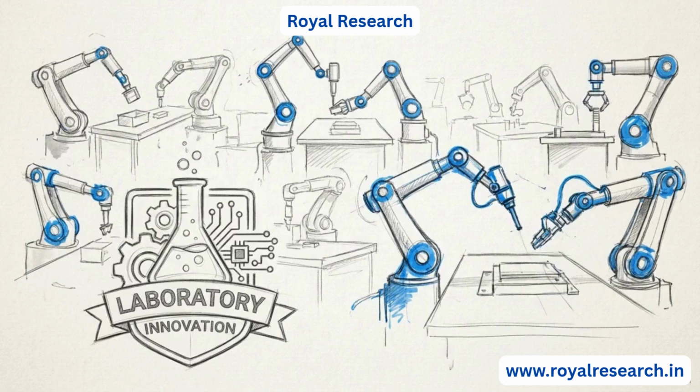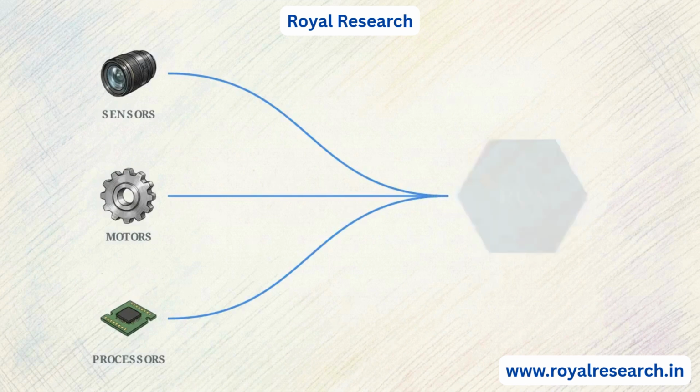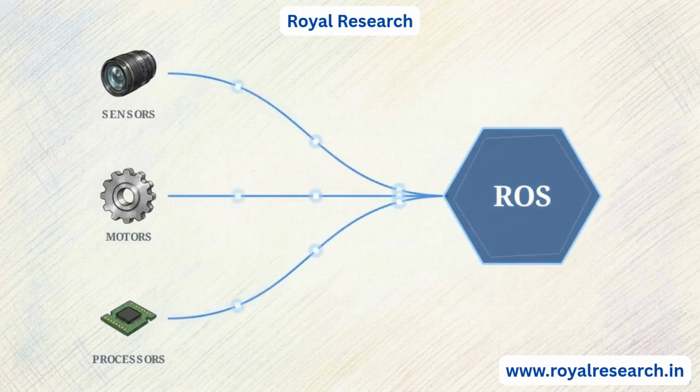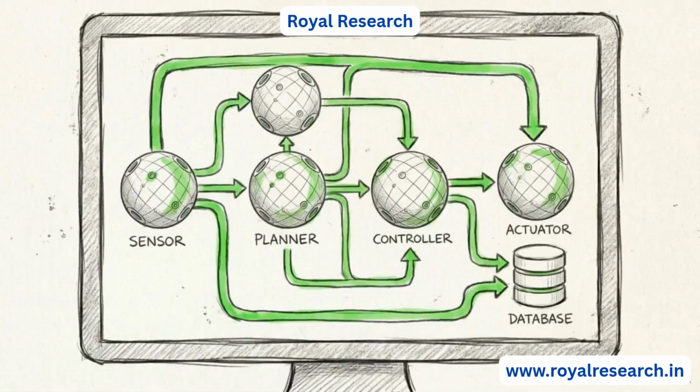Welcome to the Royal Research Protocol for installing the Robotics Operating System, or ROS. Building complex robotic behavior requires a framework that can coordinate simultaneous data streams from sensors, motors, and processors. ROS provides that architecture, but it requires precision during installation to ensure these systems communicate reliably.